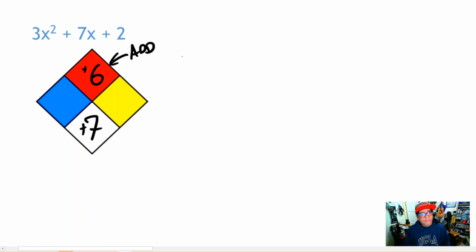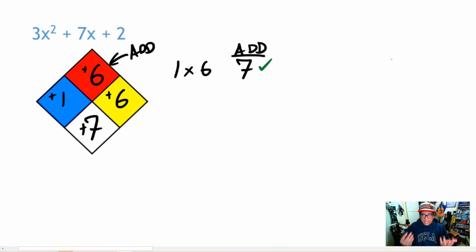So what are the factors of 6? Well, we can do 1 times 6, and if we add 1 and 6, we do get a 7. So we can stop right here. This is the number that we're looking for, 1 and 6. So in the blue, we're going to put a 1, and in the yellow, we'll put a 6. And in order for these two to add to make a positive 7, we're going to need a positive 1 and a positive 6. That's the regular diamond problem that we all know and love.